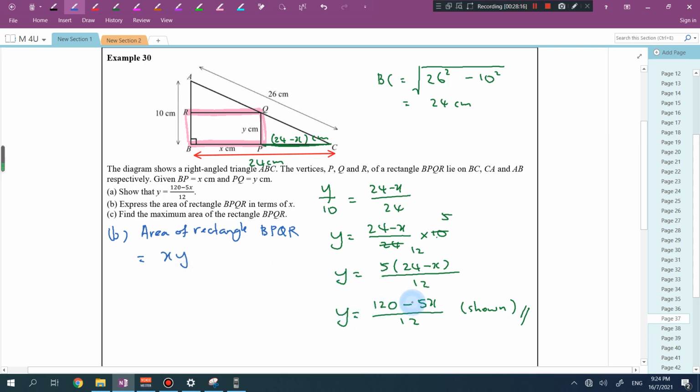Since we know that y is equal to this, we are going to substitute this whole thing inside here. We don't want to write the y anymore, but we write this: 120 minus 5x over 12. So we just multiply the x inside here. You will get 120x minus 5x squared over 12. So this is the area of rectangle BPQR in terms of x.